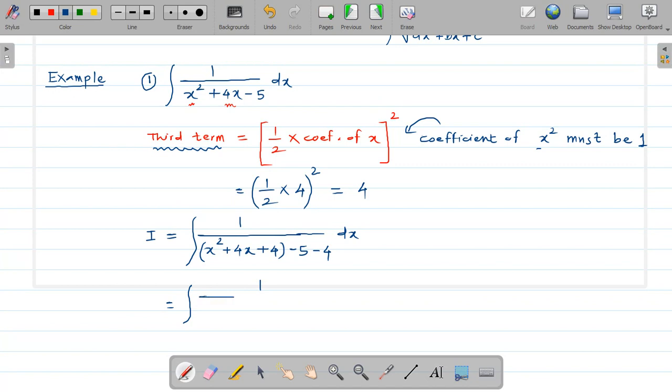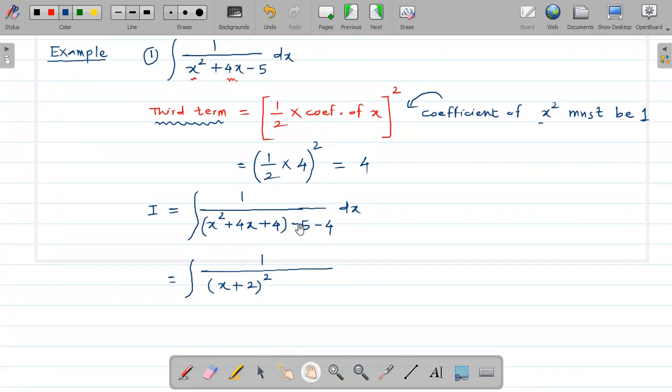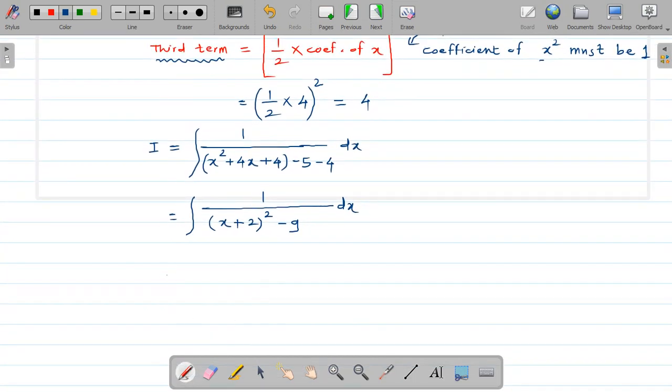So it becomes now 1 upon, now if you observe this bracket carefully, x square plus 4x plus 4, then it is the expansion of x plus 2 bracket square. So to get the expansion like this, we added the third term. Now this is minus 5 minus 4, so it is minus 9. Okay, and hence now it is very easy to integrate. So I will write this 1 upon x plus 2 bracket square minus 9, which can be written as 3 square.